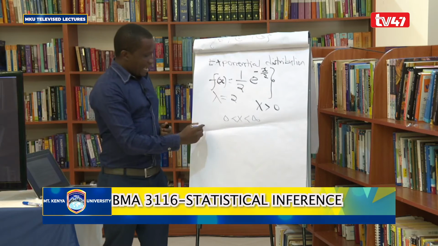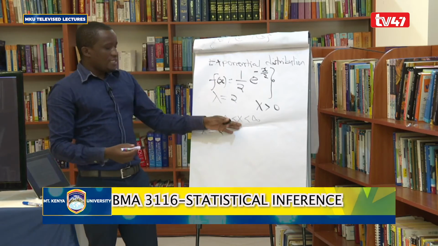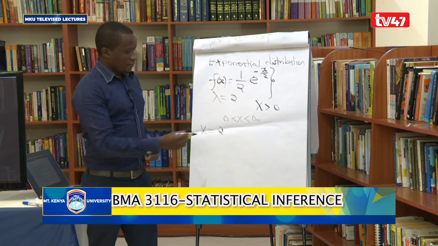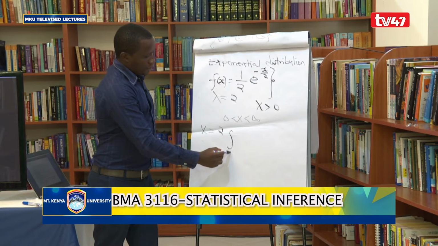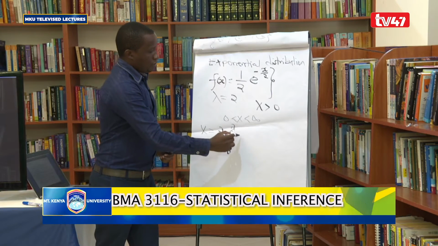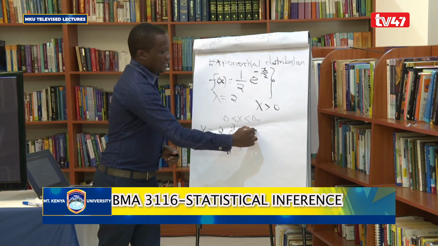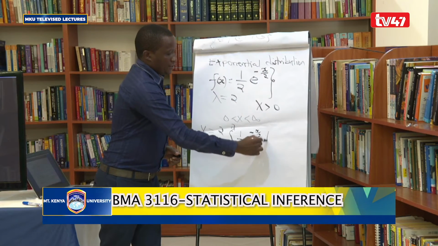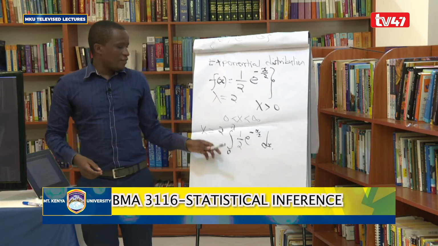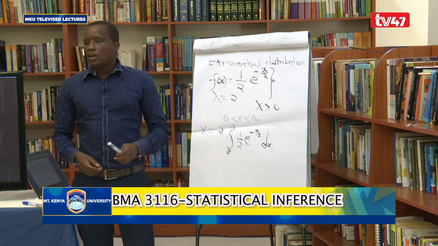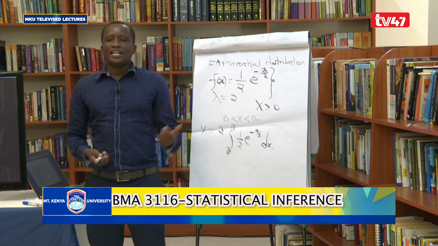So consider x is equal to 2. Then because this is a continuous case of a distribution, we will look at the integral from 0 to 2 of 1 over 2 exponential negative x over 2 with respect to x. So the integral of this over this interval will give you a corresponding probability. And this is just an example of a distribution.